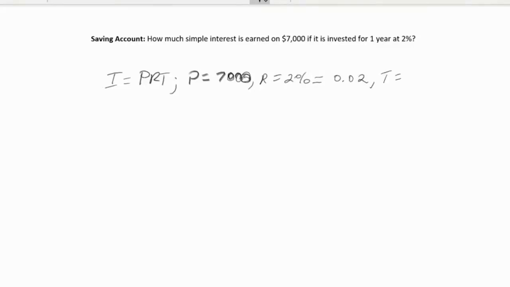And our time is 1 year. So the simple interest is going to equal 7,000 times 2% at 1 year. Once we multiply all 3 of these items together, we have that the simple interest accumulated in the account would be $140.